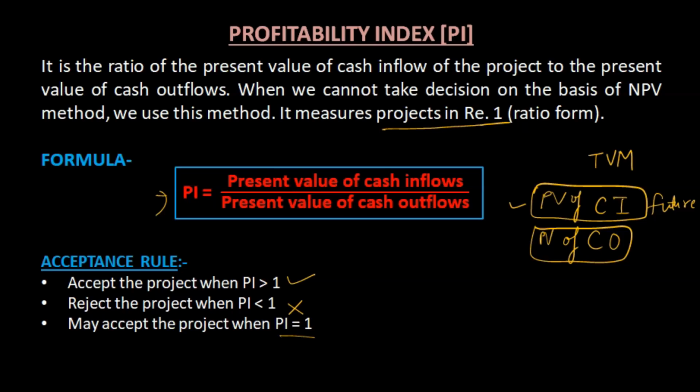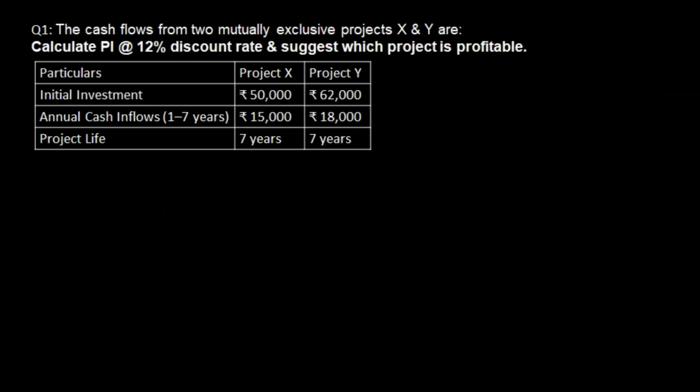Now let's see the problem. Here two projects are given, X and Y, and their details are given. You have to find out PI at the rate of 12% discount. This 12% shows that when future value is given, we have to find its present value with the help of this discount rate. Clear?